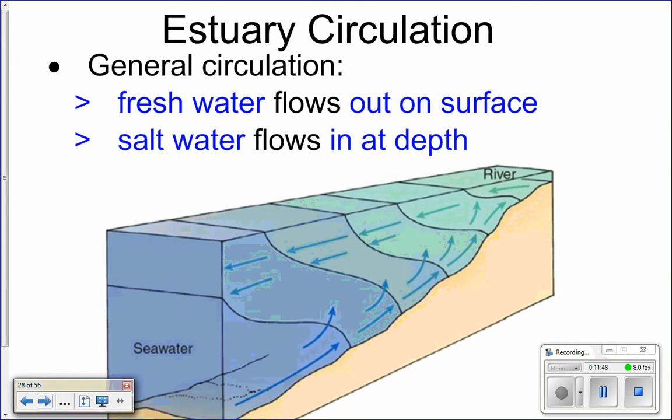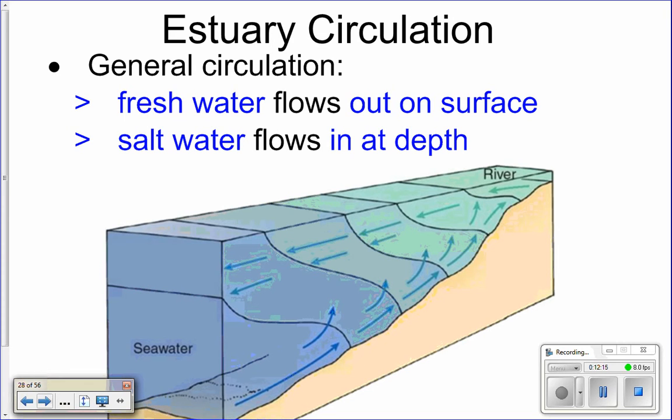Okay. Water circulation in an estuary. This is very, very general, okay? If you were in honors, you would be learning about all of the different ways that water can mix in an estuary. So this is just a general overview of what can happen, okay, what does happen.